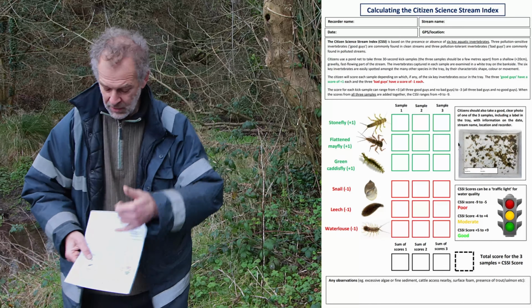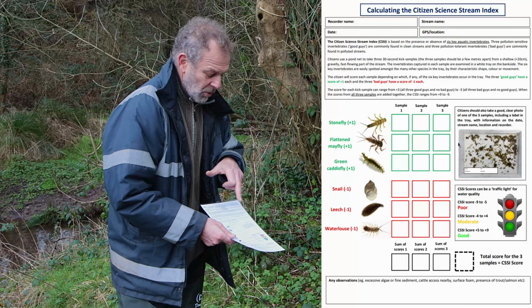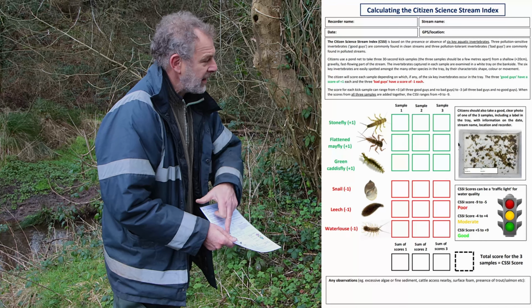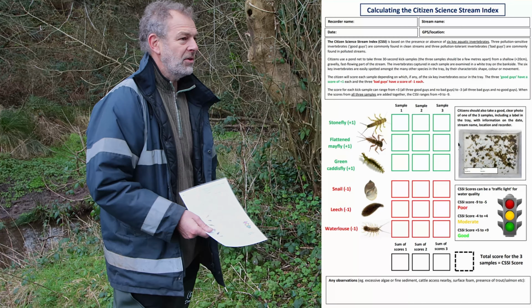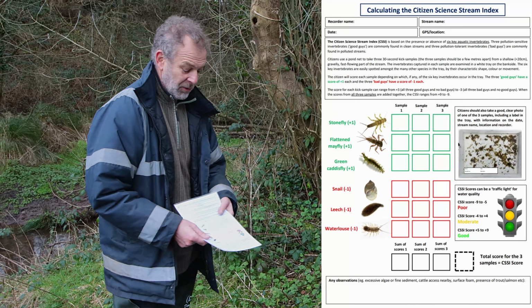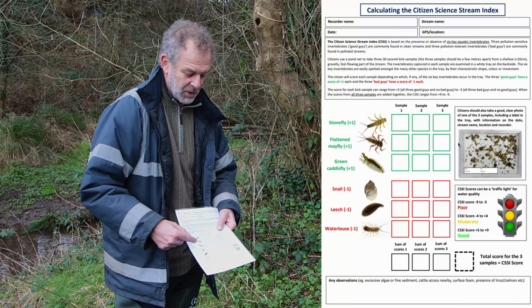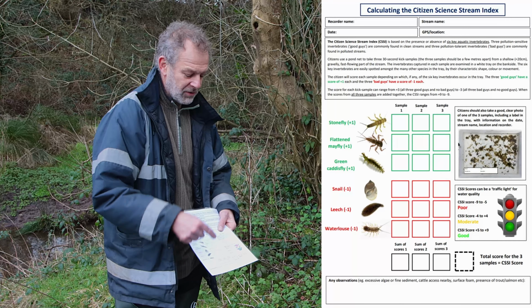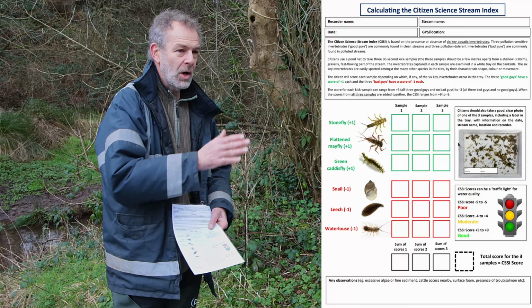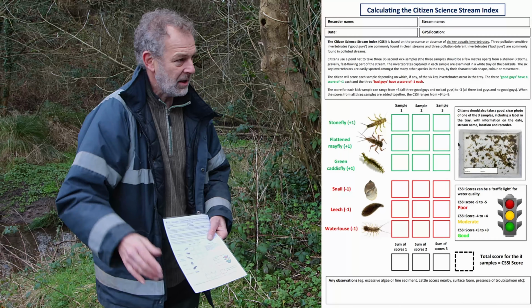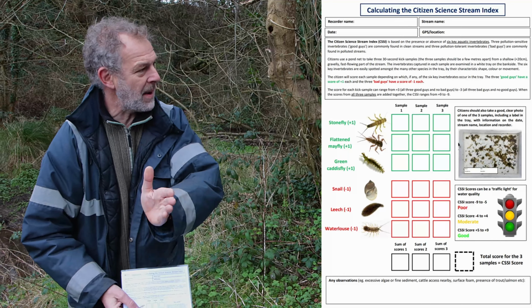So imagine, if you will, you've got a very good stream that's always got a stonefly, a flattened mayfly, and a green caddisfly, and all the samples, +3, +3, +3, gives you +9. Whereas if you had a filthy, horrible stream, had none of these guys, but always had snails and leeches and the water lice, -3, -3, -3, you get a -9. So you can go from -9 to +9. The more you are plus, the better you are.